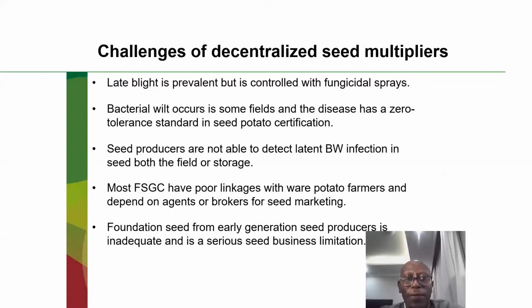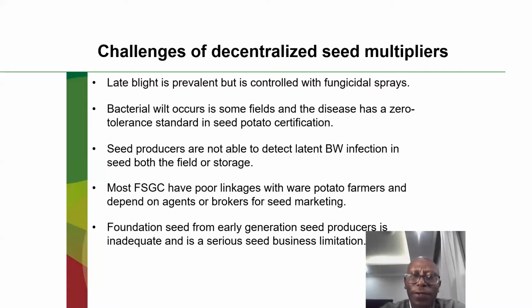Decentralized seed multipliers, like ware potato growers, have a multitude of challenges, and major amongst them is leaf blight, which is prevalent. However, they say they're able to control it with fungicide sprays. Bacterial wilt occurs in some fields, and the disease has a zero tolerance standard in seed potato certification. Any field which is found with visible symptoms of this disease fails the test and therefore cannot be allowed to be used as seed. And therefore the farmer, or the group of farmers, loses, and that's a loss and a discouragement.